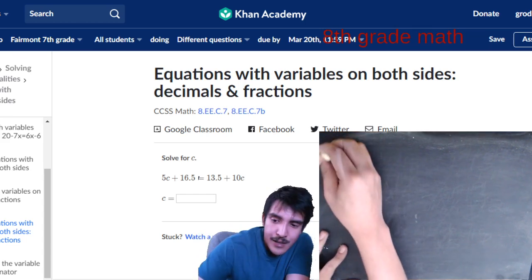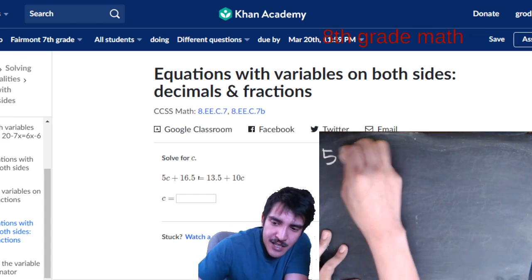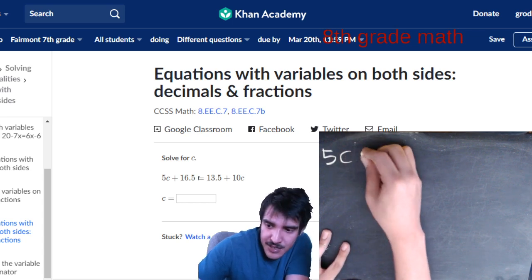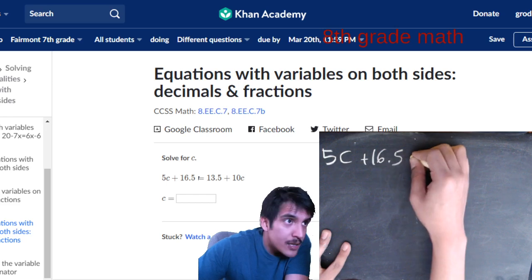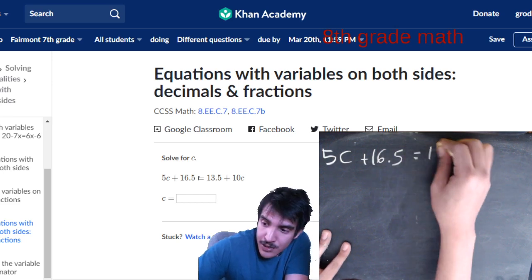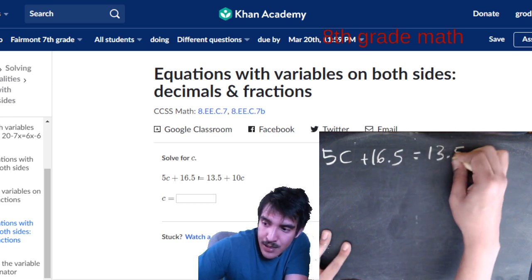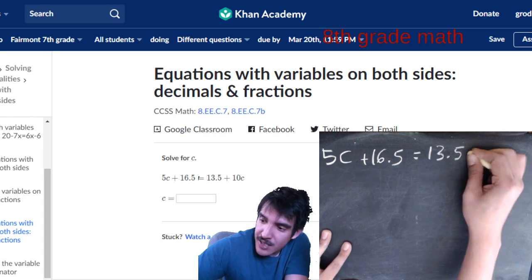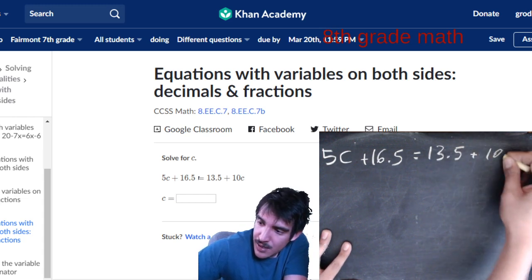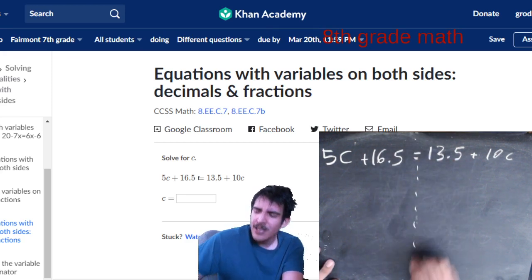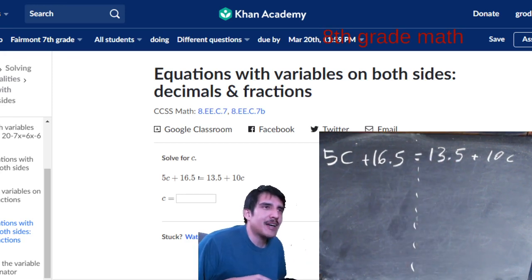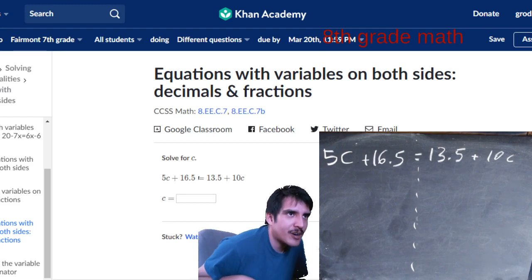So we got 5c plus 16.5 equals 13.5 plus 10c. Okay, perfect. Dotted line down the middle. Same exact thing we were doing, except now it's decimals. It's not really that much harder.